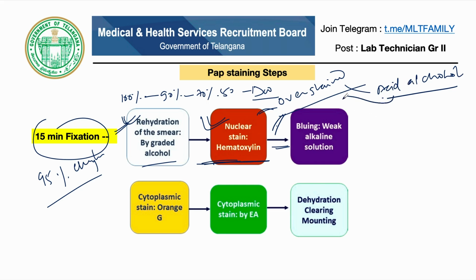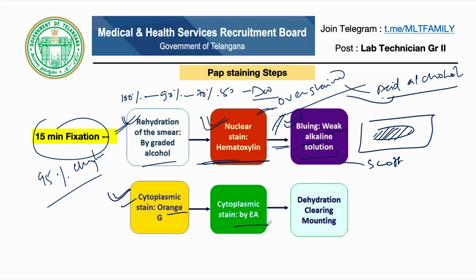The dip in acid alcohol will give it a pinkish color, so to reduce that, we do bluing. That's why the smear will look like it has a slight blue hue. A weak alkaline solution, Scott's tap water, can be used. Just watch the H&E video, because half of Pap staining is H&E. After bluing, we put on the cytoplasmic stains, OG6 and eosin azure. Then we do dehydration again, clearing and mounting, and then microscopy.